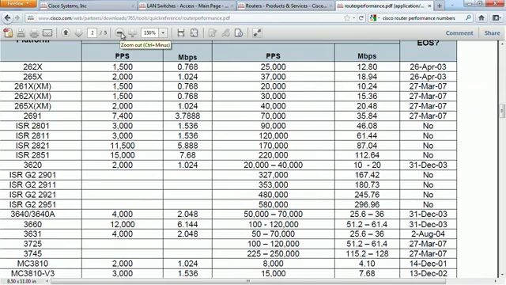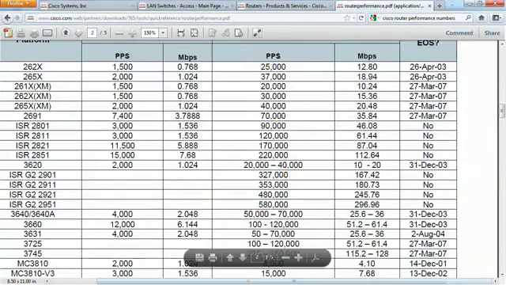Now, I'm not 100% sure if the exam covers this as much as it used to. When I originally took CCNA and CCNP, a large portion of the exam was the product lines and what are the different router numbers and why would you want to use one versus the other.